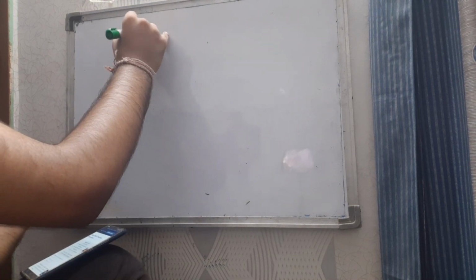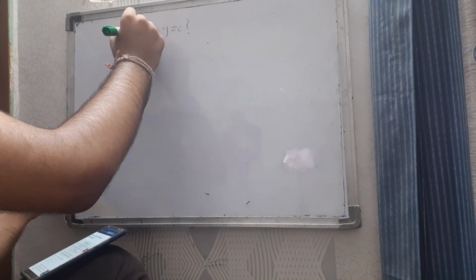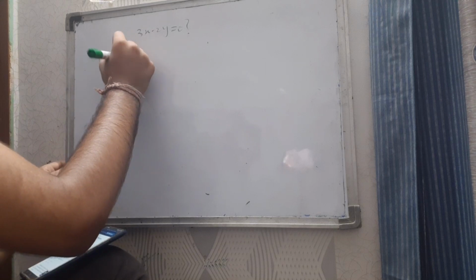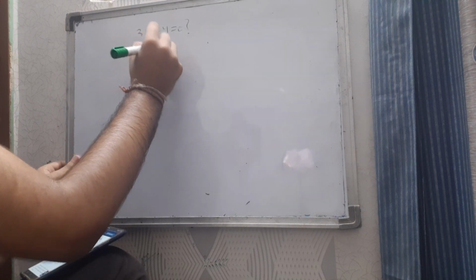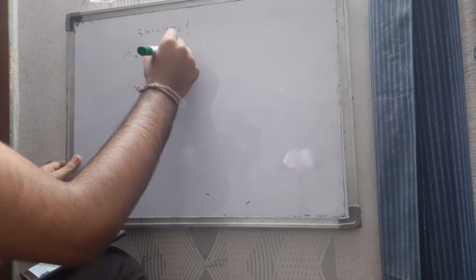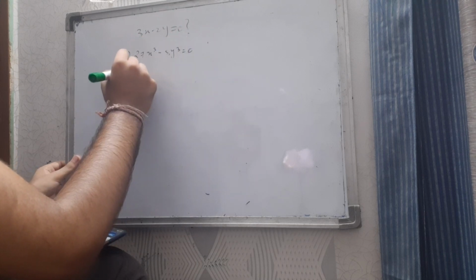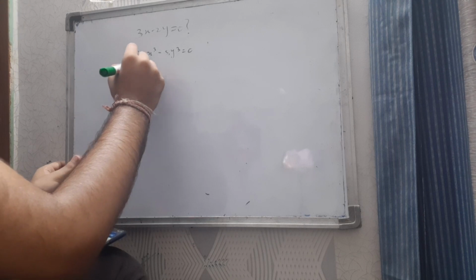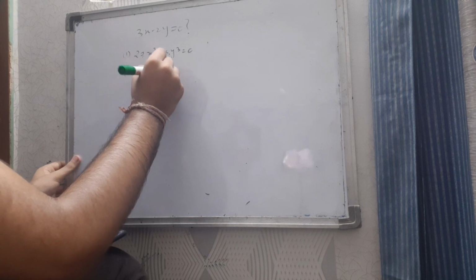So now we are given, if neither x nor y is equal to 0, is 3x minus 2y equal to 0? We have to answer this question, and statement 1 is given as 27x cube minus 8y cube equal to 0, and the second statement is 9x square minus 4y square equal to 0.